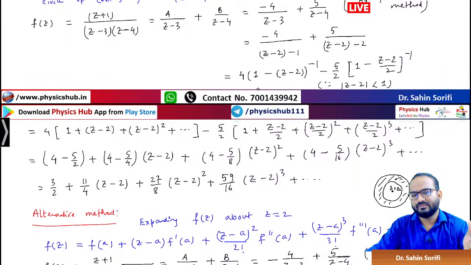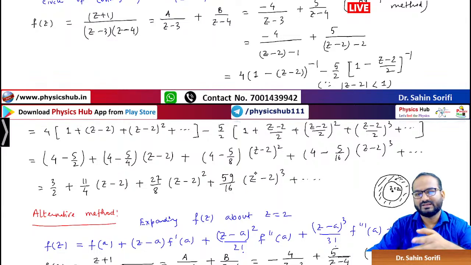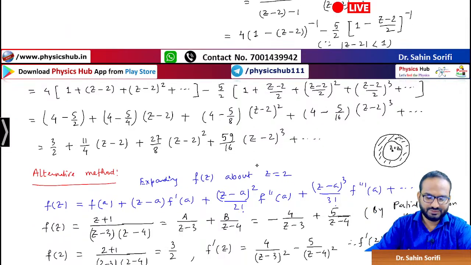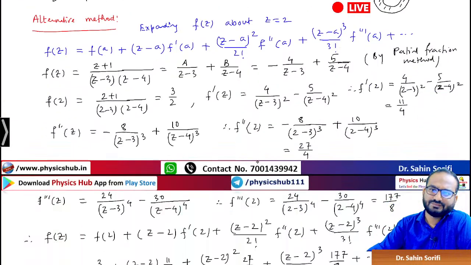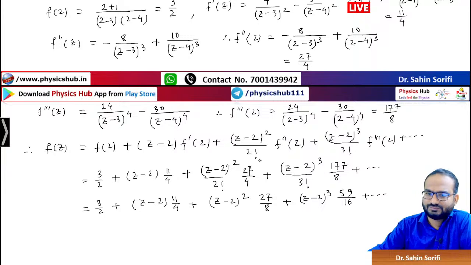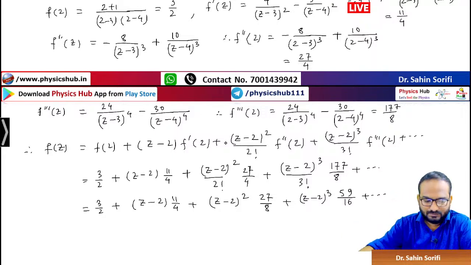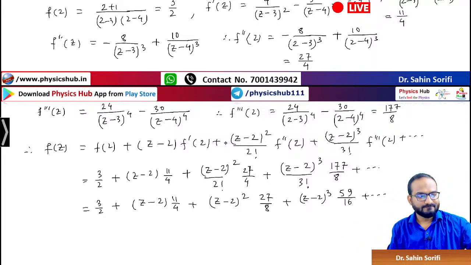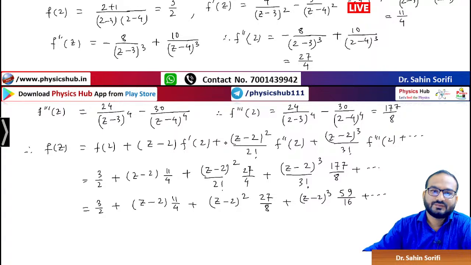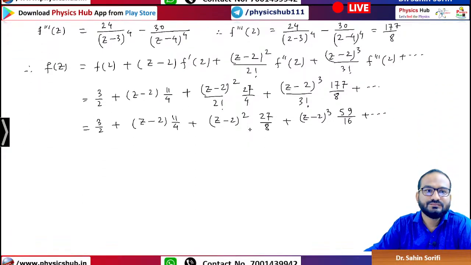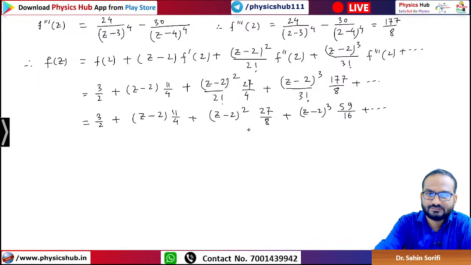You make it in the form of 1 minus x to the power minus 1 or 1 plus x to the power minus 1, whichever is suitable, and expand. That is, I think, easier. What do you say? Which one is easier and simpler, first or second? First one, right? Yes, I also think so.